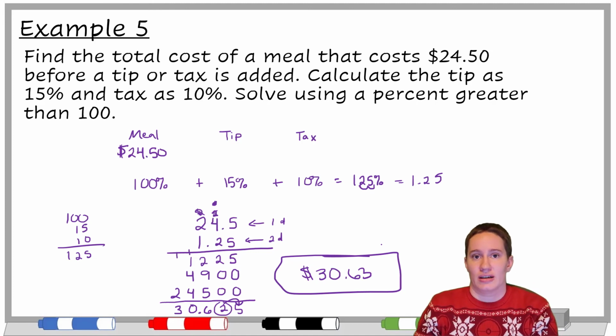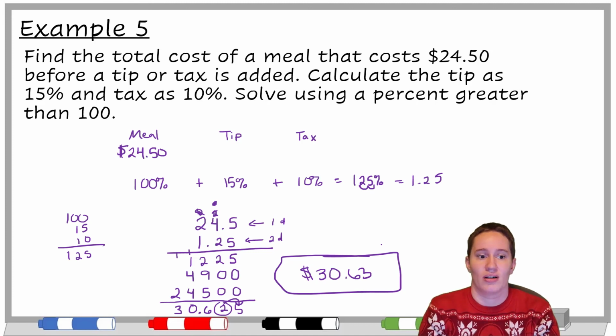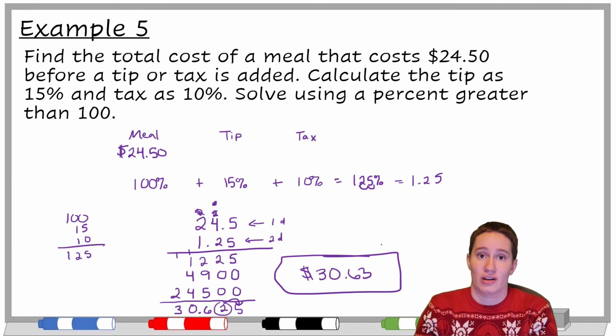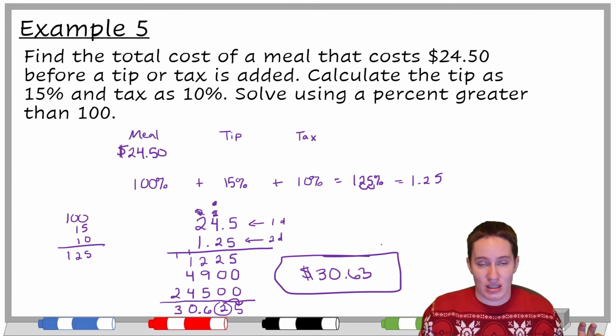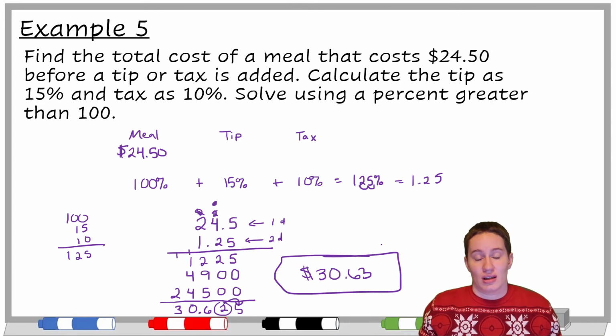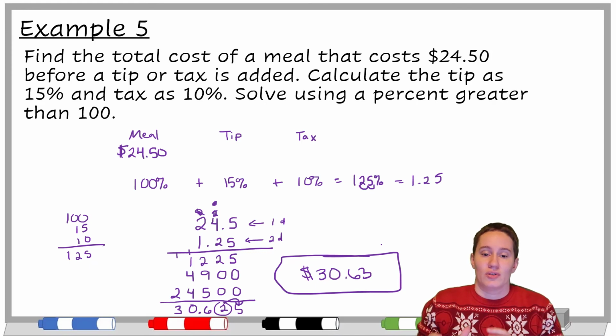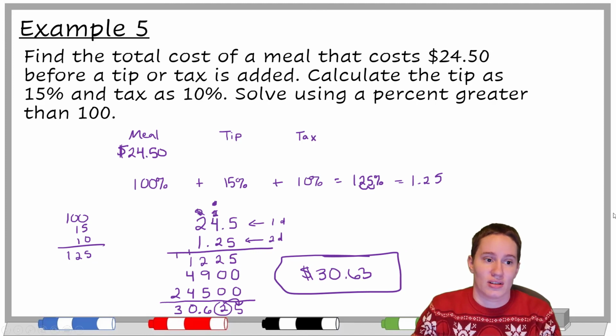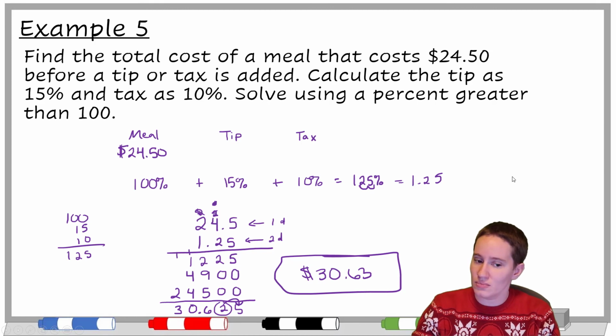Now, if you're thinking back to last lesson, we did a similar problem, but a different way. We calculated 15% of the meal, and then we calculated 10% of the meal, and then we would have taken those values and added them to the cost of the meal. That's a perfectly legit way to do it, and there's nothing wrong with doing it that way. But if we get the hang of doing it this way, it saves us at least one set of multiplication, and also makes our adding a little bit easier as well.